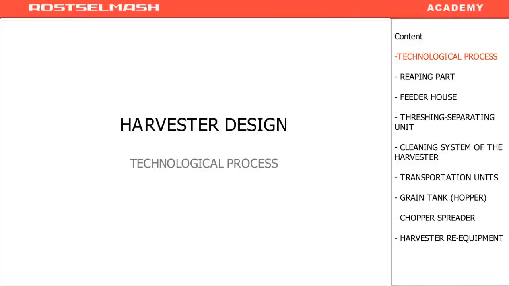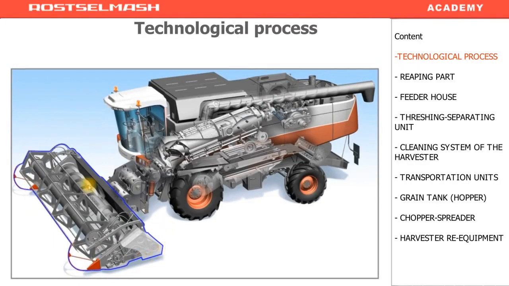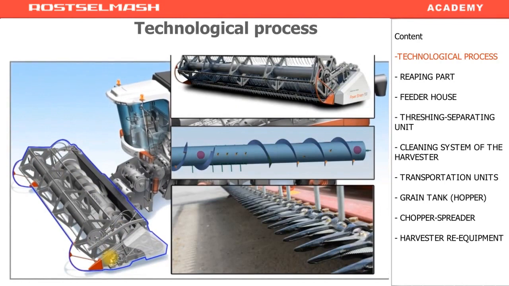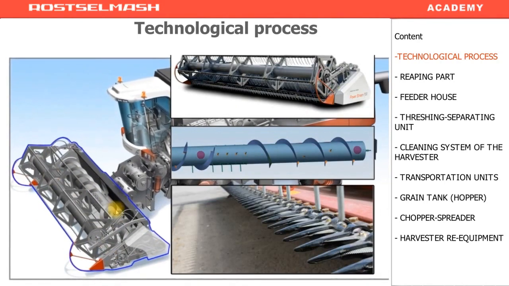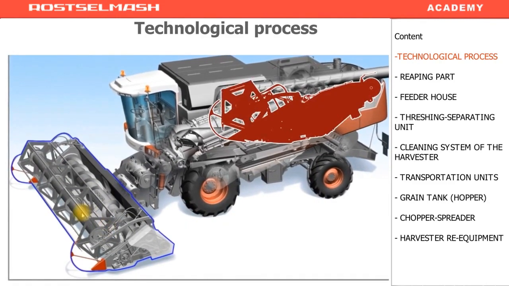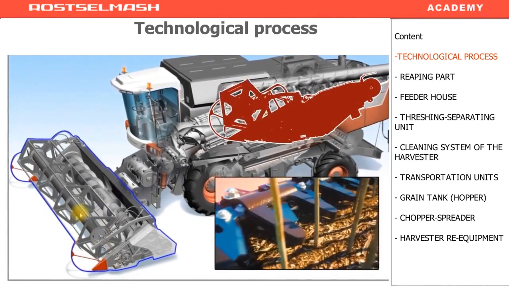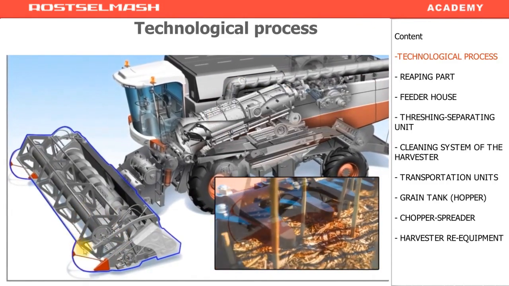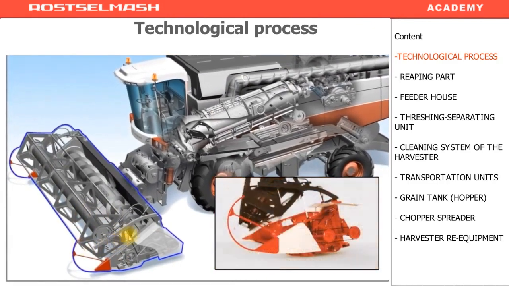The technological process in the harvester starts with the header. It consists of a reel, a header auger, and a cutter bar. Along the movement of the harvester, the reel feeds the crops to the cutter bar. The harvested crop is cut, then the reel moves the cut crops to the header auger.